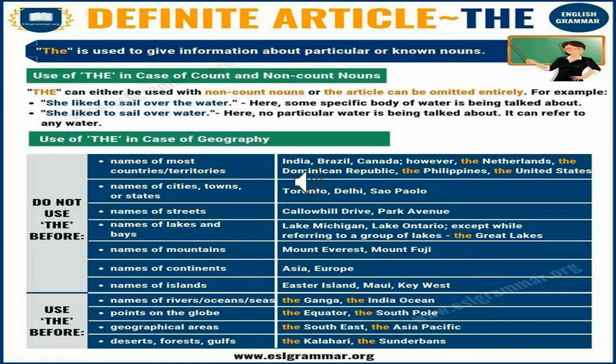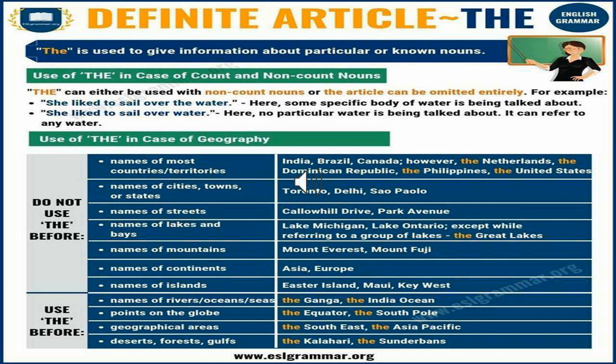Dear children, in this slide you can see the definite article "the". What is the usage of the definite article "the"? It is used to give information about particular or known nouns, like in the previous slide we have done.